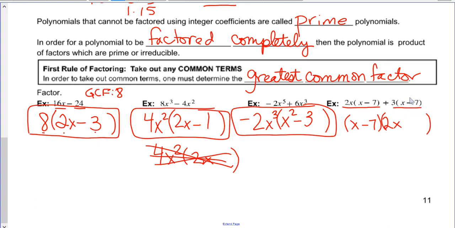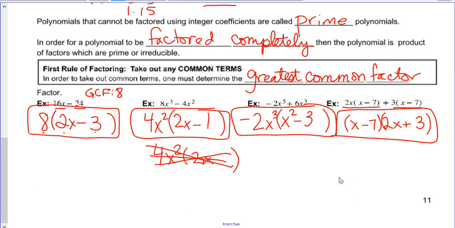And for the second term, I already have the x minus 7 out front, so what's left over is this plus 3. So hopefully you'll get used to basically the leftover is what's going to happen in front of the parentheses, 2x plus 3 when I take that x minus 7 out. So this is actually my final answer.